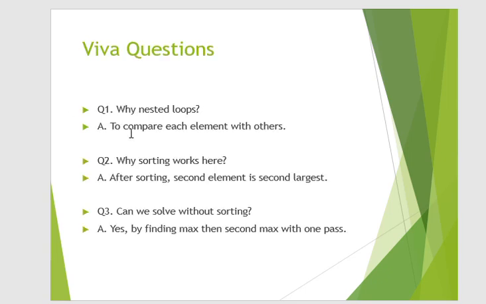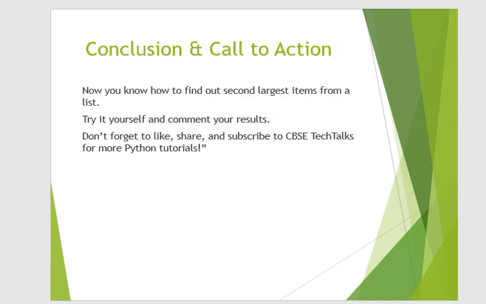Now you must be thinking, why nested loop? To compare each element with the other, we go with a nested loop. Why does sorting work here? After sorting, the second element is the second largest element. Can we solve without sorting? Yes, by finding the max, then the second max in one pass, or the way I have shown you, you can arrange the list in reverse order, that is, in decreasing order, and then display the second element. Now you have found the second largest element from the list.